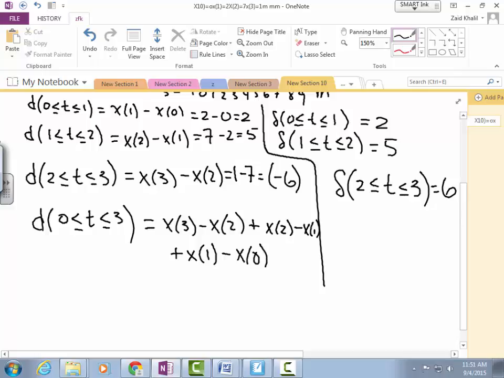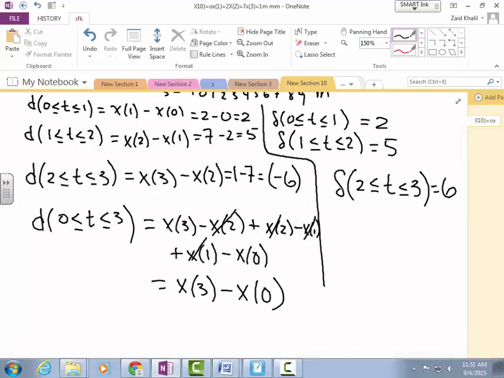And what is that equal to? Algebraically, what's it equal? Notice what happens to the x of 2's? What happens to the x of 1's? And what are you left with? x of 3 minus x of 0. This is a mathematical property called a telescoping sum. All of your deltas are telescoping sums.